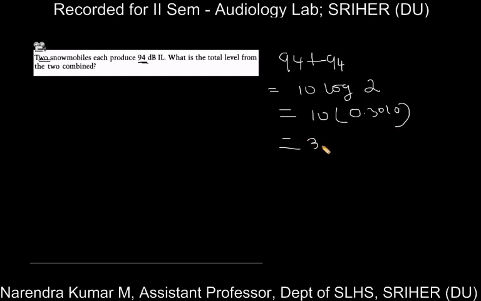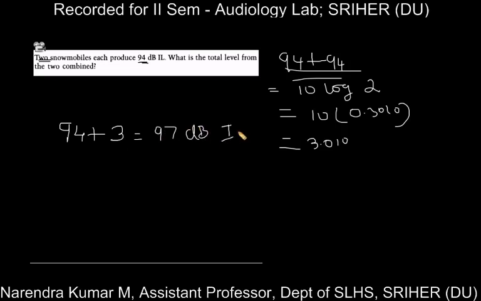Log of 2 is 0.3010, and that will make the equation 3.010. I need to add this value to the base intensity. So 94 dB is the base intensity and the added value is 3 dB. The resultant value is going to become 97 dB IL. When there are two snowmobiles producing 94 dB IL each, the summed resultant intensity value is going to be 97 dB IL.